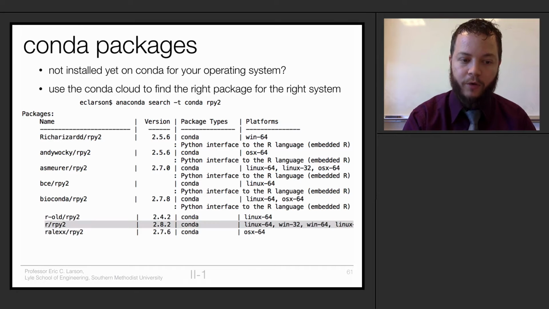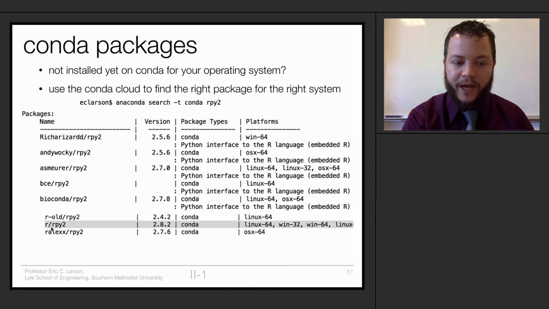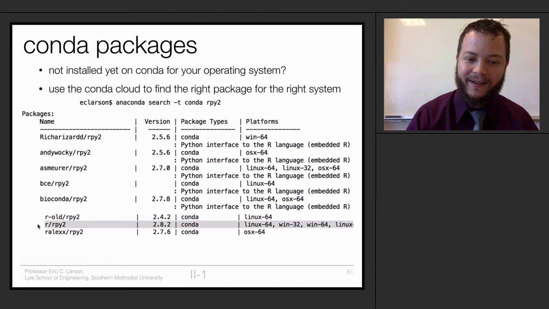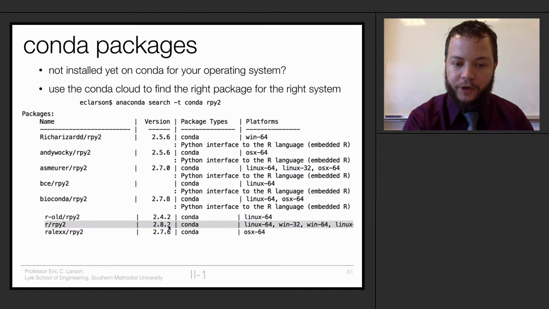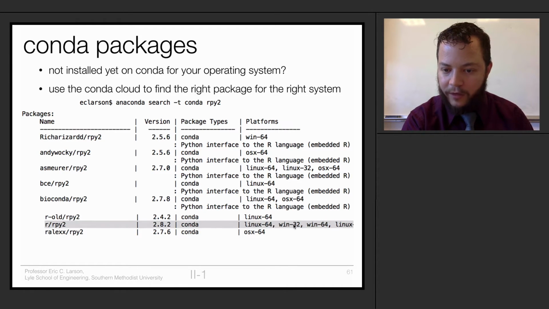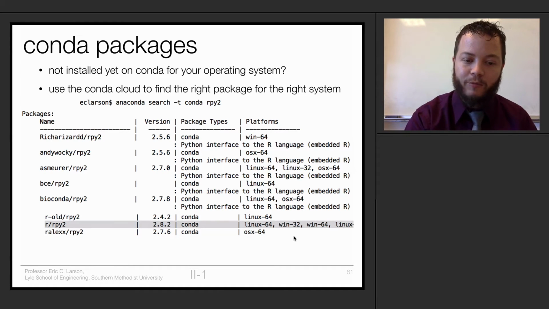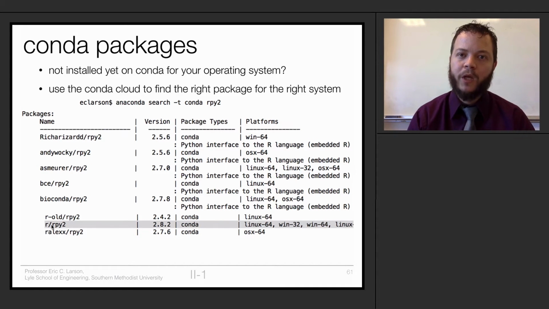And if I were to look more extensively at this, I could find that there's actually an rpy2 version up here. And you'll see the actual user that uploaded it was the R user, which is actually R itself, right? And I can see that it's version 2.8.2. It's the latest version of rpy2. And it actually works for Linux 64, Win32, Win64, Linux. It's actually all the operating systems they have built this 2.8.2 rpy2 package for, right?